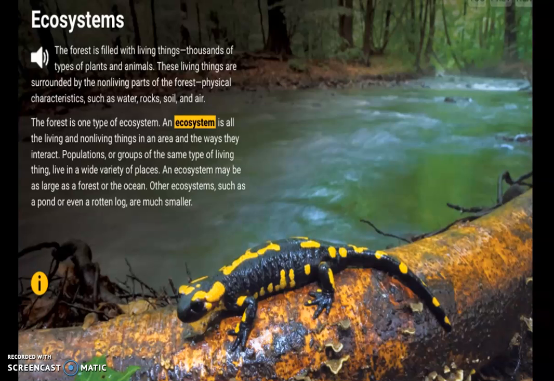An ecosystem can be found in a variety of places. An ecosystem may be as large as a forest or an ocean. Other ecosystems, such as a mountain, are much smaller.